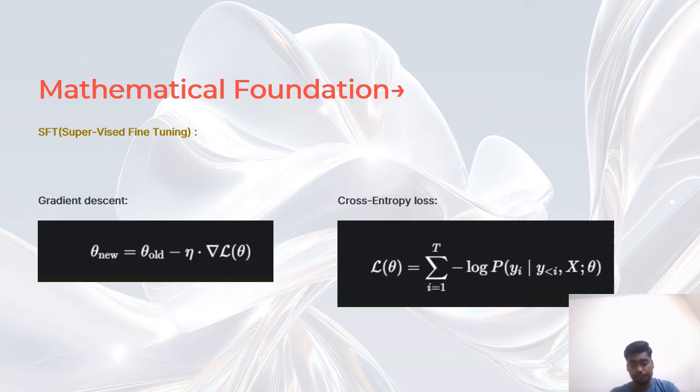Now, the loss function. It helps the model measure how wrong it is. L is the total loss, meaning how much error the model made. Summation adds up the errors for all predictions. P of y_i is the probability of predicting the correct answer. And the log makes big mistakes count more.